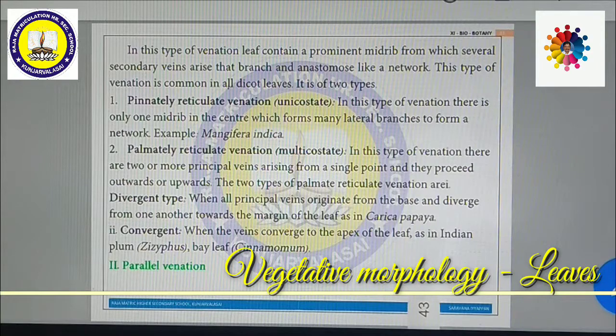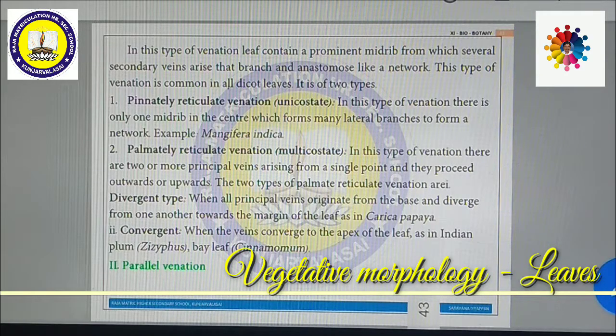In reticulate venation type, the venation contains a prominent midrib from which secondary veins arise. Several secondary veins arise that branch and anastomose like a network. This type of venation is common in all dicot leaves. It is further divided into two types, as I said just now: pinnately reticulate venation and palmately reticulate venation.